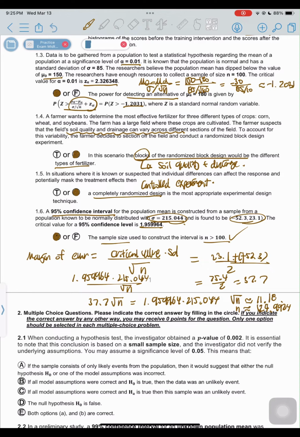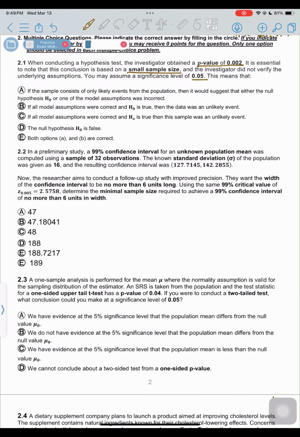So this is true. Okay, this question asks, when conducting a hypothesis test, the investigator obtained a p-value of 0.002, and that it has a small sample size, and the significance level is 0.05. It's asking to evaluate A, B, C, D, E.